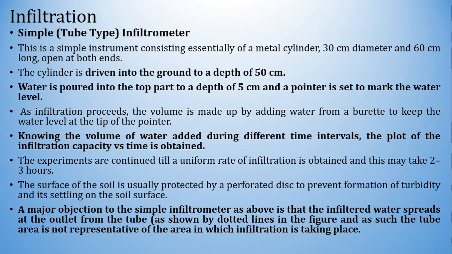This is a simple instrument consisting essentially of a metal cylinder 30 centimeter diameter and 60 centimeter long, open at both the ends. The cylinder is driven into the ground up to a depth of 50 centimeter. Water is poured into the top part to a depth of 5 centimeter, and a pointer is set to mark the water level. As infiltration proceeds, the volume is made up by adding water from a burette to keep the water level at the tip of the pointer.